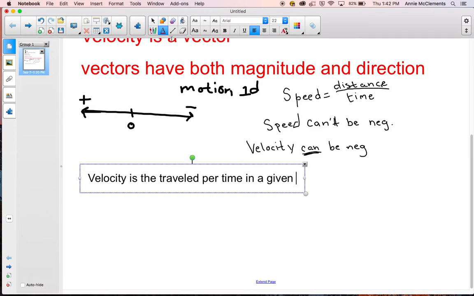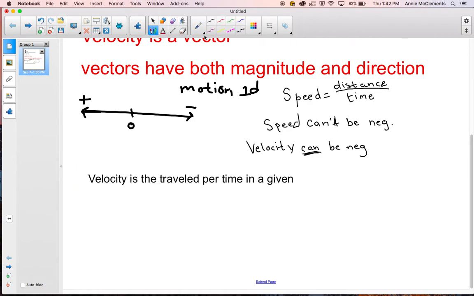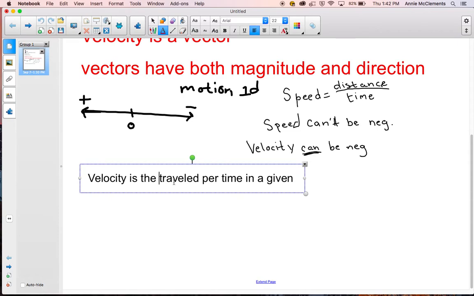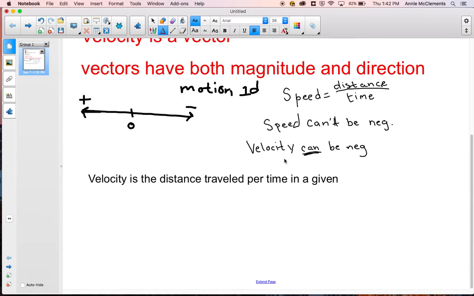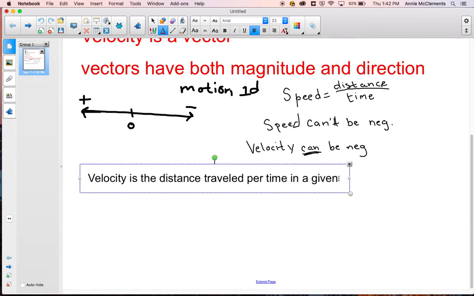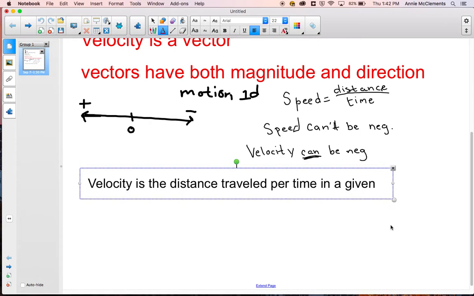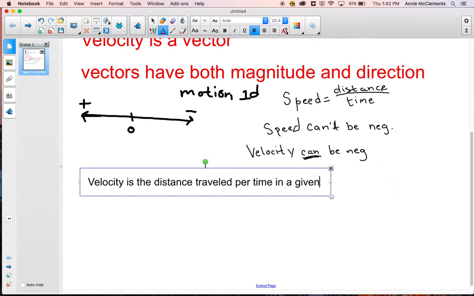So this first part here looks kind of familiar, right? I missed a word in there. I could have sworn I wrote distance. This is the distance traveled per time in a given direction. Okay.